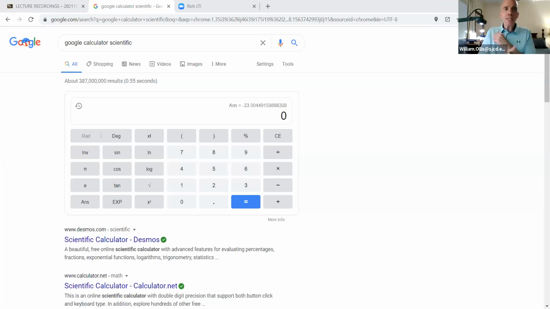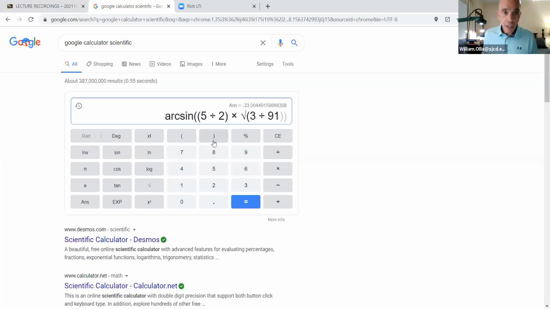So now notice, since we want the conversion to degrees to be done for us, we don't want to have to necessarily multiply by 180 over pi. Notice the degree here is highlighted. So we're going to do inverse sine, and then we're going to first input 5 divided by 2, close, times the square root of 3 divided by 91. So we'll say 3 divided by 91, close that square root, and then the inverse sine. And this gives us 26.9955.